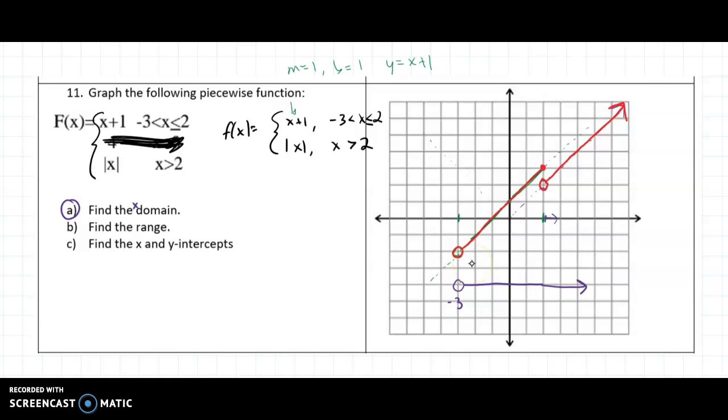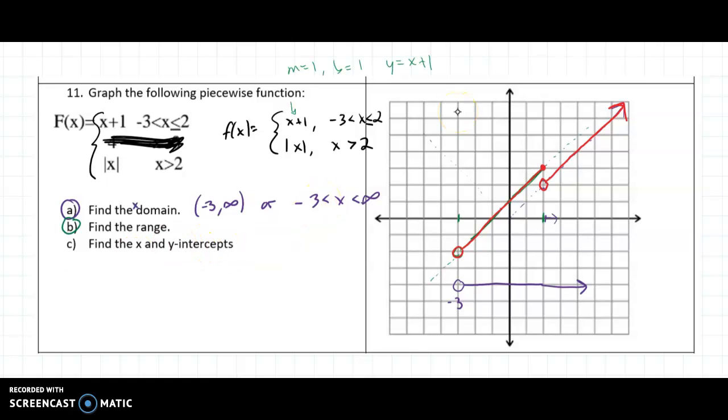So I can write that in two ways. I can write parentheses, -3, comma, infinity, or you can write -3 less than x less than infinity, whichever one you prefer. Both are totally fine. Make sure you have a parenthesis to represent this open circle, or just a less than, not a less than or equal to.